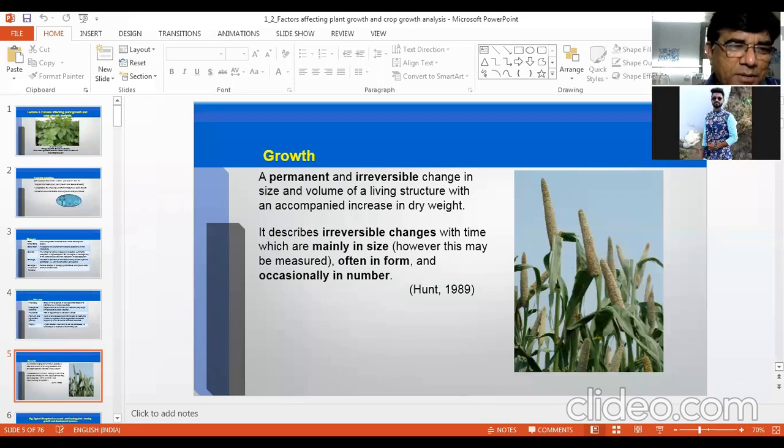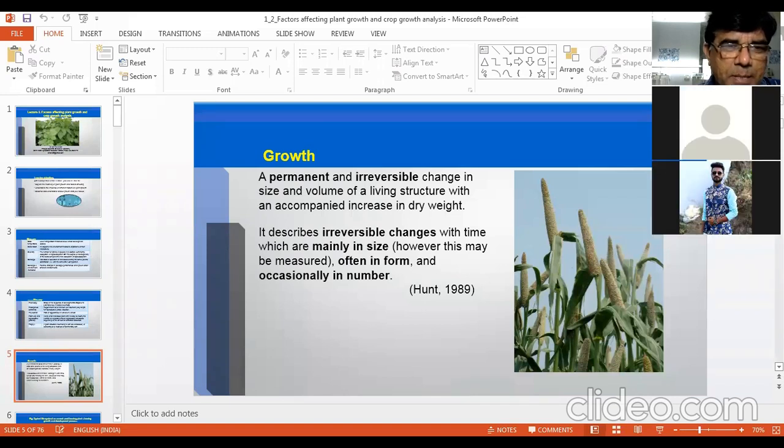So why do we measure the growth? What is the purpose of measuring the growth? Our growth contributes towards yield, so that's why we measure. Very good. So certain growth parameters have a relationship with the yield. So we want to see what kind of growth will result in better yield or optimum yield.